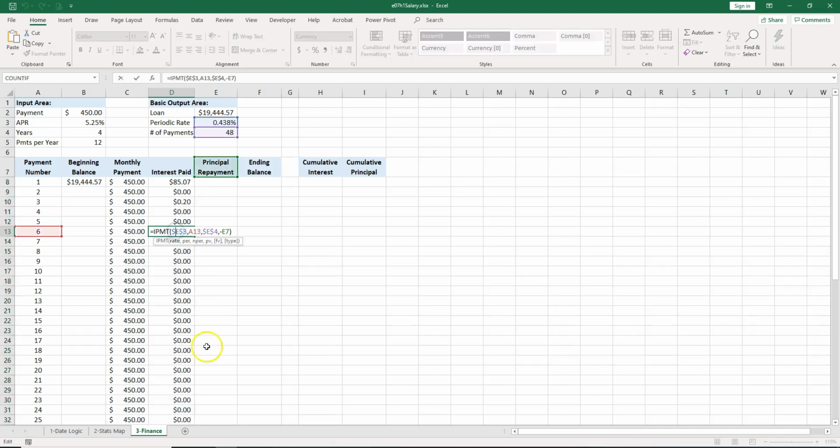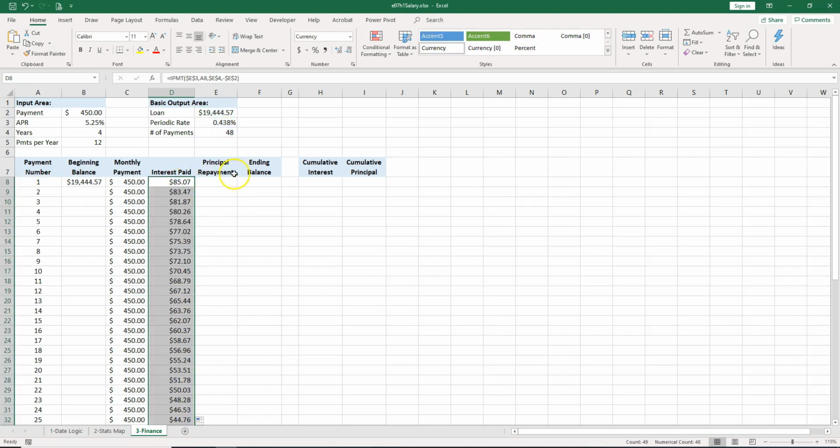And let's see what's wrong here. As you can see, E7. You see what happened here? E7. So I have a label here, so that's wrong. So let's go here to the last argument, and I'm going to push F4 to lock it. So we need to lock the loan. And now let's double click to bring it down.